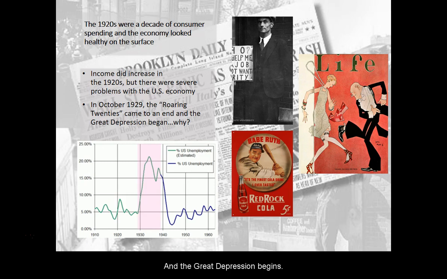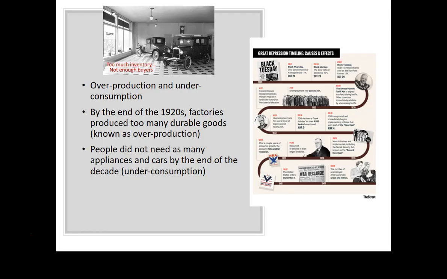In October of 1929, the Roaring Twenties comes to what appears to be an abrupt end, and the Great Depression begins. But why? If everything looks so good and people are making all this money and you're being able to buy all this awesome stuff that's being advertised on the radio, why does the depression happen? There are actually several reasons, and that's what we're going to talk about in this lesson.